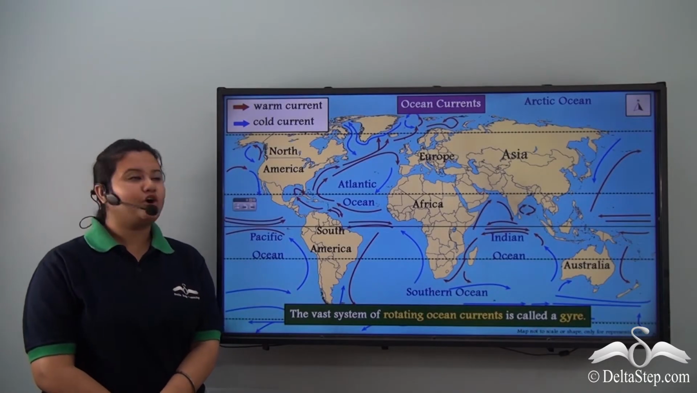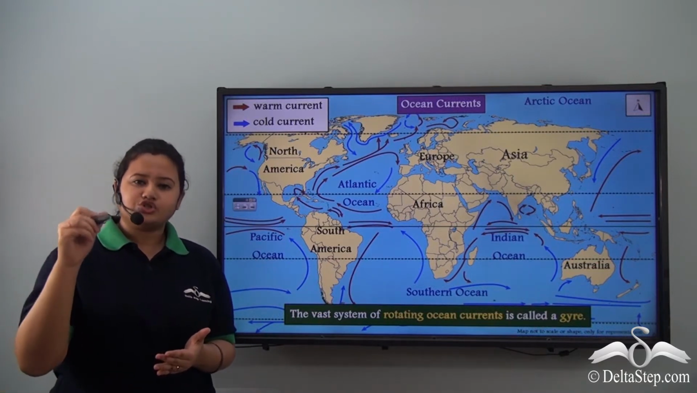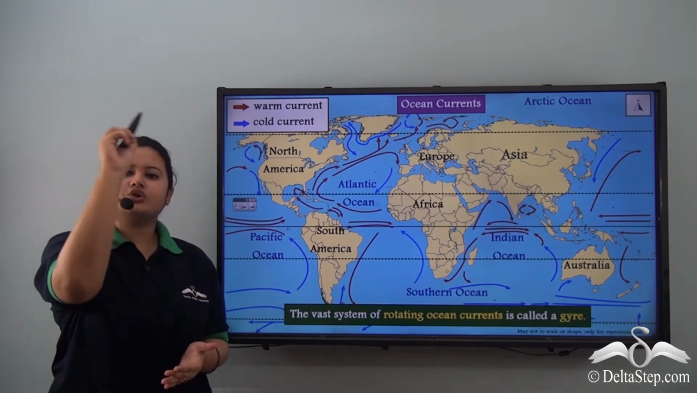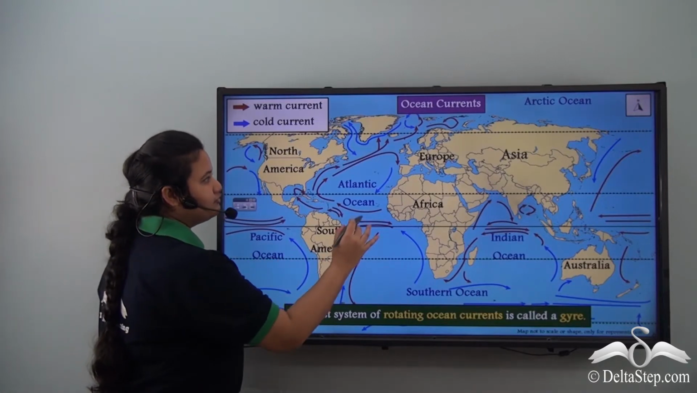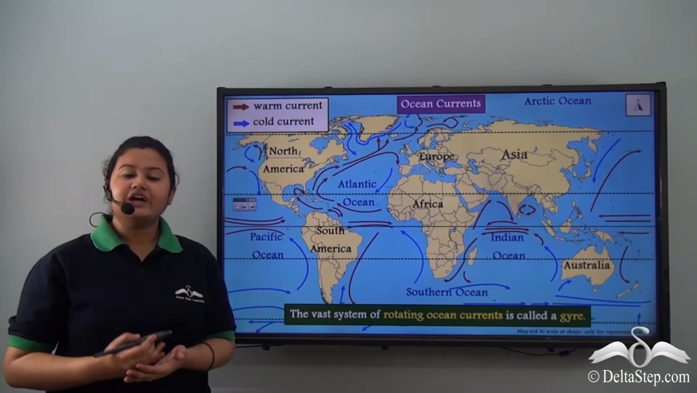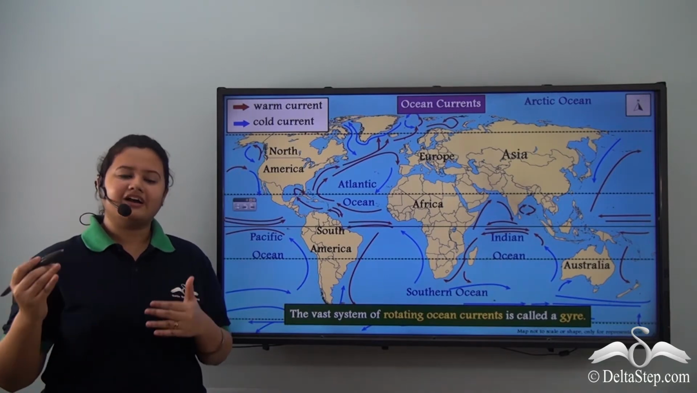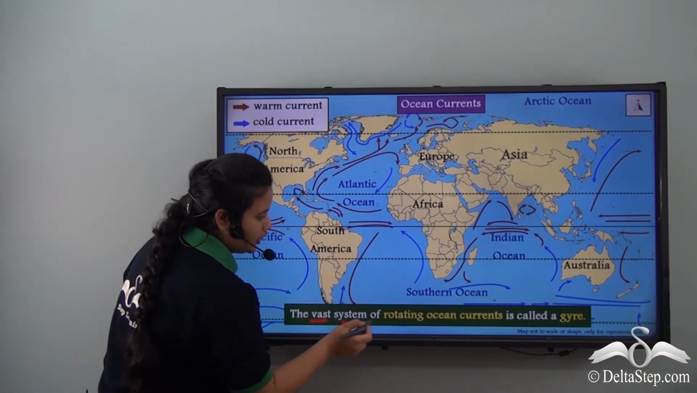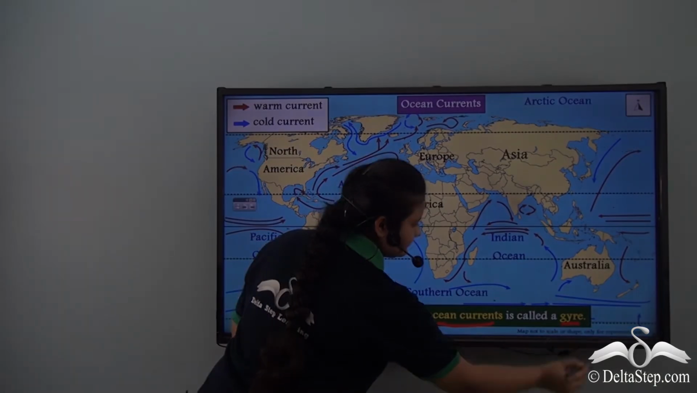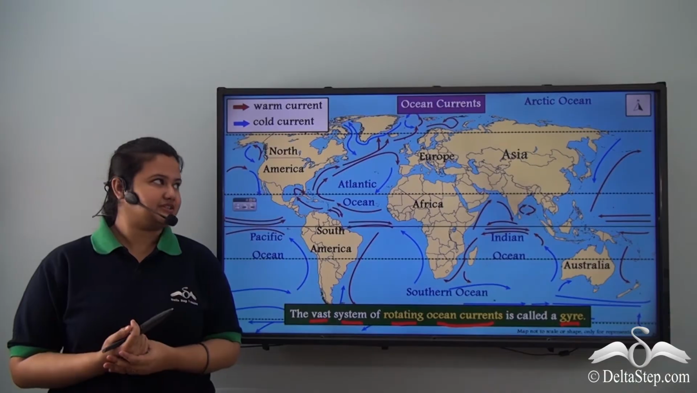This is a world map on ocean currents. In our previous video, we saw that the ocean currents were moving in a circular manner. And in this map also we can see that the ocean currents are forming patterns. So these circular patterns formed by ocean currents are called a gyre. In other words, the vast system of rotating ocean currents is called a gyre. We can see these patterns on large water bodies like oceans.